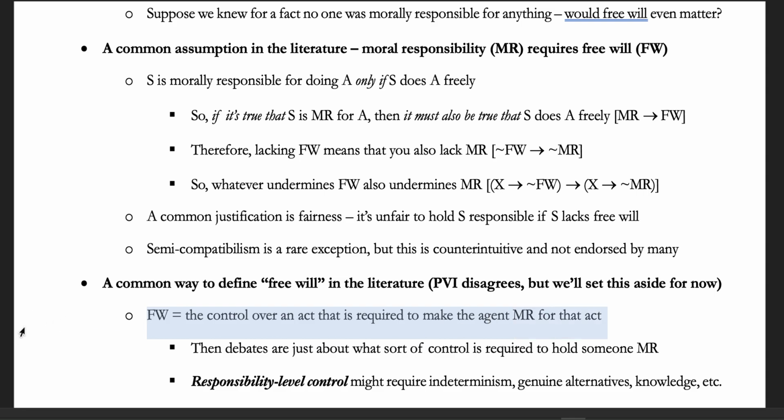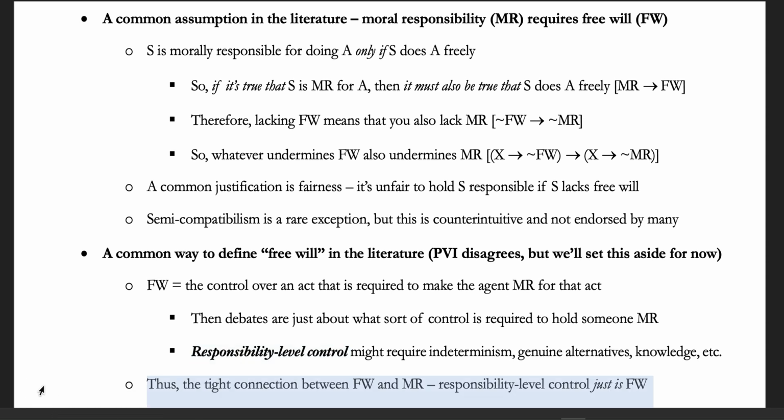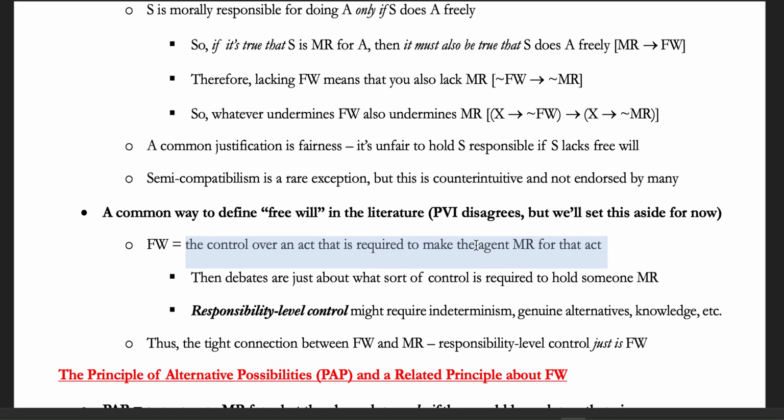Most people actually do think about free will, for better or worse, whether they're wrong or right. They ignore Peter Van Inwagen mostly, and people think about free will in terms of just the control that's required for moral responsibility. So responsibility level control is just another name for free will, and vice versa. Okay, so that's a common way to think about it. And so you could see this tight connection between free will and moral responsibility. Free will just is whatever control is required for moral responsibility. That's the way people mostly think of it.